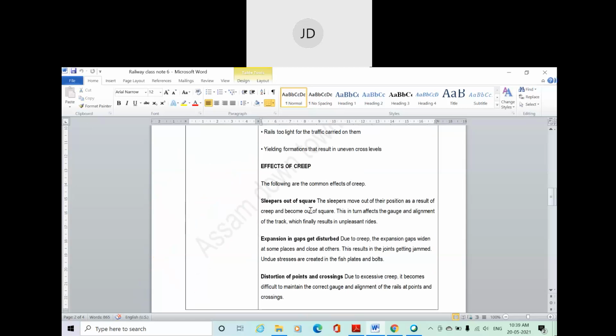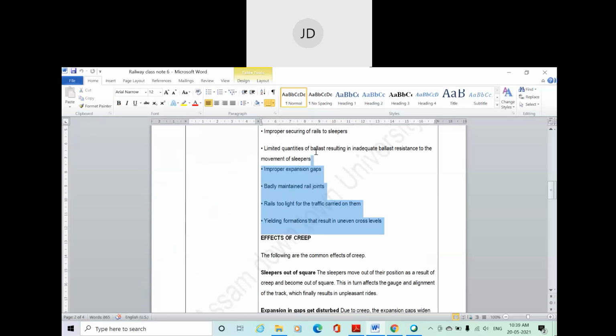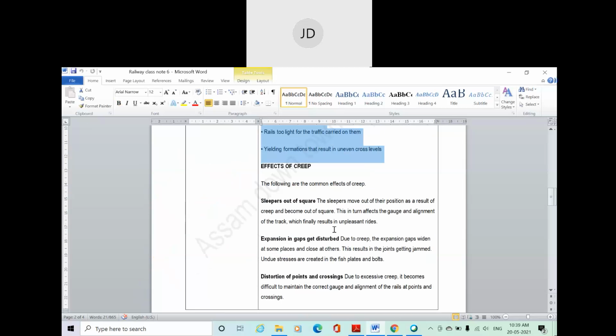So, effects of creep. Finally, we come to that part of the class. Up to this we have been going through a revision. So what are the effects? Sleepers out of square. That means, because of the creep, what will happen? I already told you in the last class also.